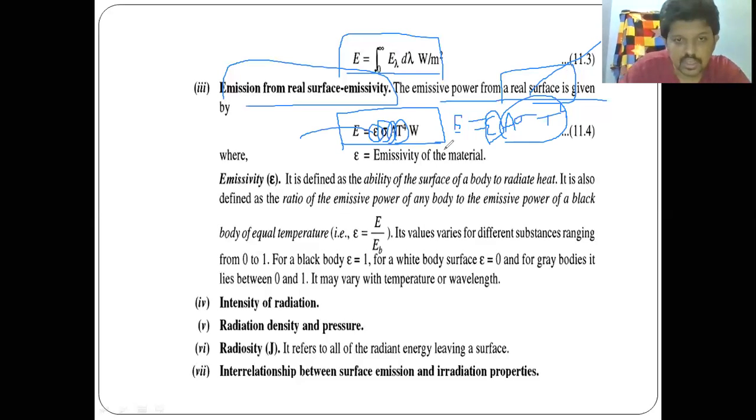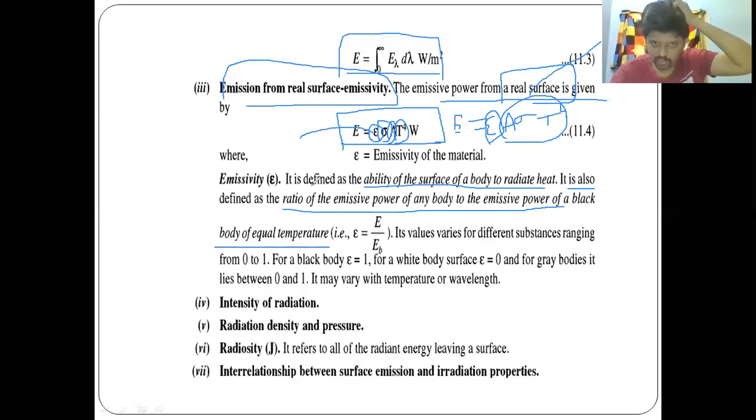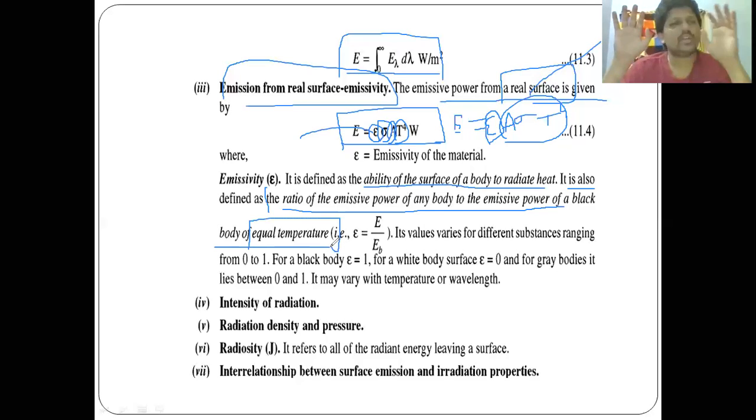What is emissivity? It is defined as the ability of the surface of a body to radiate heat. It is also defined as the ratio of the emissive power of any body to the emissive power of a black body at equal temperature. This is very important. That means you take two bodies, one a black body and one a simple other body. You maintain these two at the same temperature and see the emission power. The ratio of these two gives us the emissivity of a body.